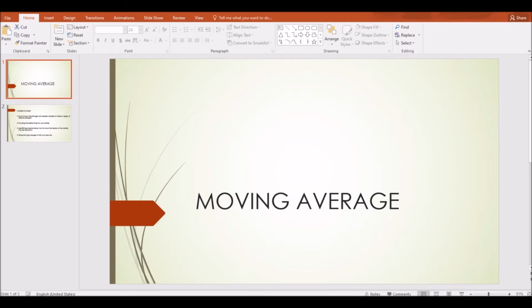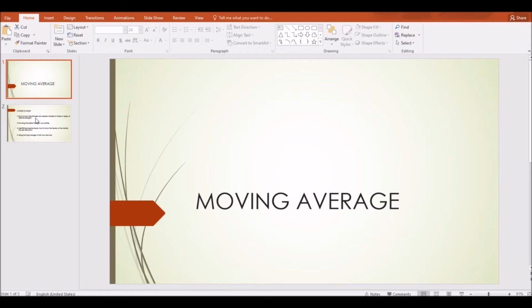Actually, we have the moving average, we have the adaptive moving average, we have the double exponential moving average as well, and we also have the triple exponential average. But today we're going to be talking about the simple moving average like you have on your screen, and we have some learning objectives as well.